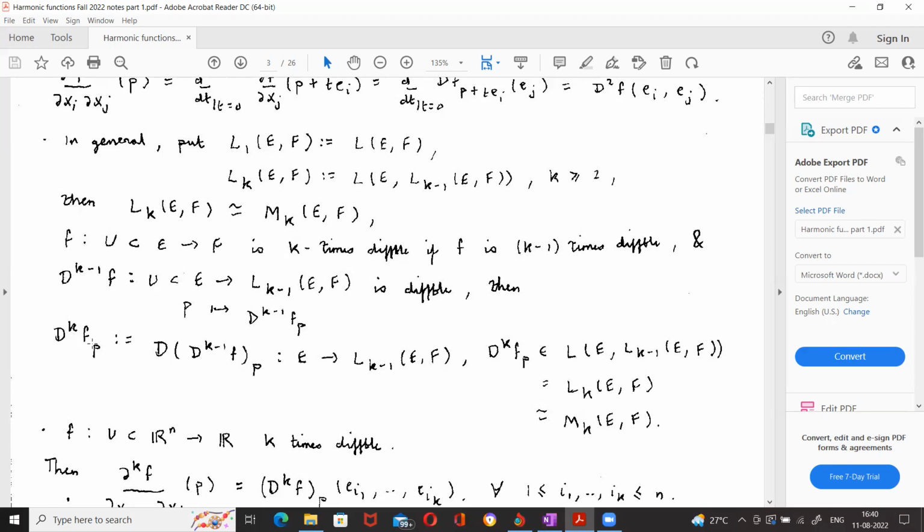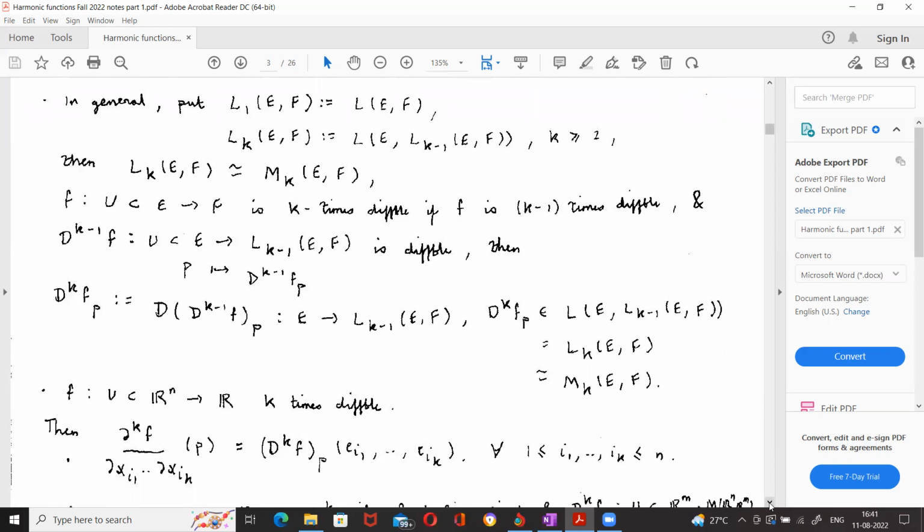And so then d^k f at p, the kth derivative, is what? It's the derivative of this map d^(k-1)f, so d of d^(k-1)f at the point p. This will be a linear map from where to where? From E to the vector space L^(k-1)(E,F), right? And so that means that d^k f at p is an element of the vector space of linear maps from E to L^(k-1)(E,F). And this, by definition, is what we're calling L^k(E,F), and this is naturally isomorphic to Mk(E,F). So the kth derivative is naturally identified with a k multilinear map from E cross E cross E, k times, to F. Is this okay? Does this make sense? Yes. Okay, so the kth derivative is a k multilinear map at each point.